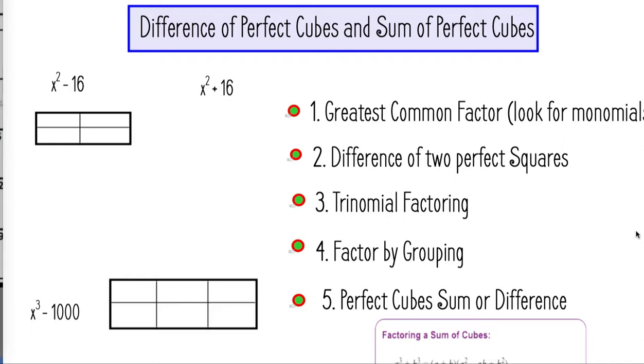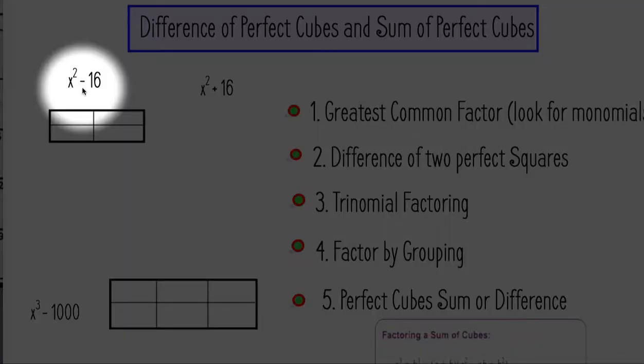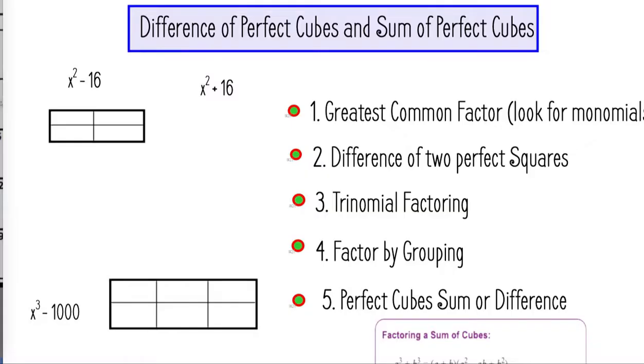Both can be factored. So let's go back to this one. A difference of 2 perfect squares. X squared minus 16 is a difference of 2 perfect squares. I keep saying that over and over again because you won't believe how many people don't get difference, subtraction sign, perfect squares. X squared is a perfect square, 16 is a perfect square. All right, we know that when we factor that, it factors down into x minus 4 and x plus 4.